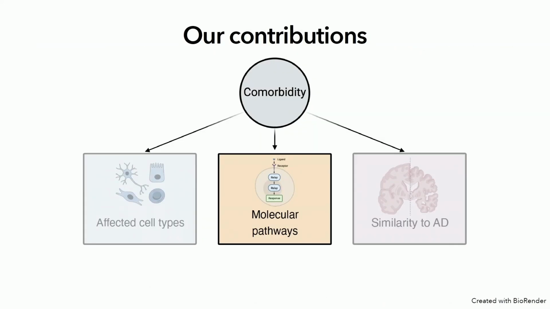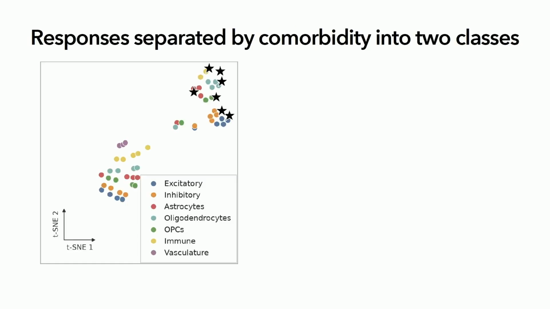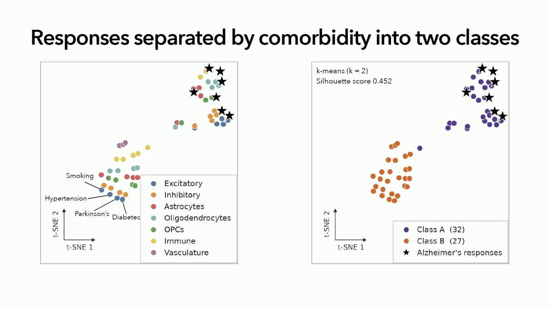So now we've characterized for each comorbidity which cell types it affects. However, we don't know how it affects those cell types. This led us to the question, which molecular pathways does each comorbidity dysregulate? So here, each point represents how a single cell type responds to a comorbidity. For example, these 4 blue dots represent how excitatory neurons respond to 4 different conditions. The stars represent how the 7 cell types respond to Alzheimer's disease. We found that the responses separate into 2 major classes. This led us to the natural question, what drives this separation?